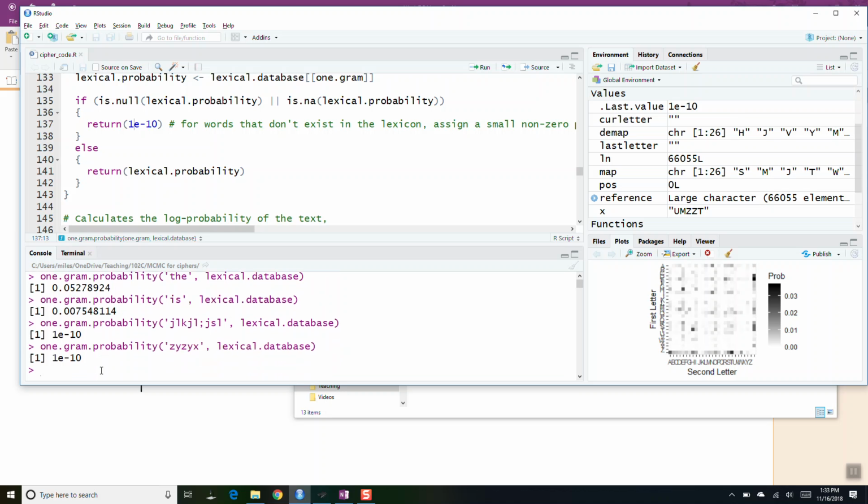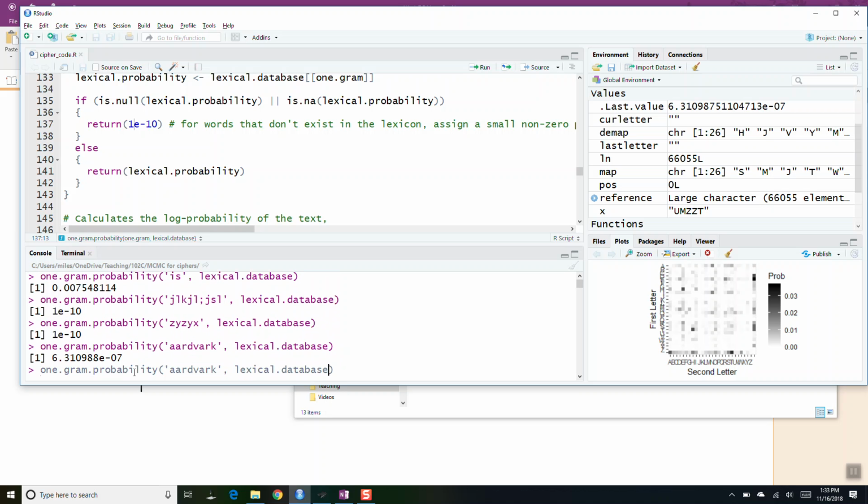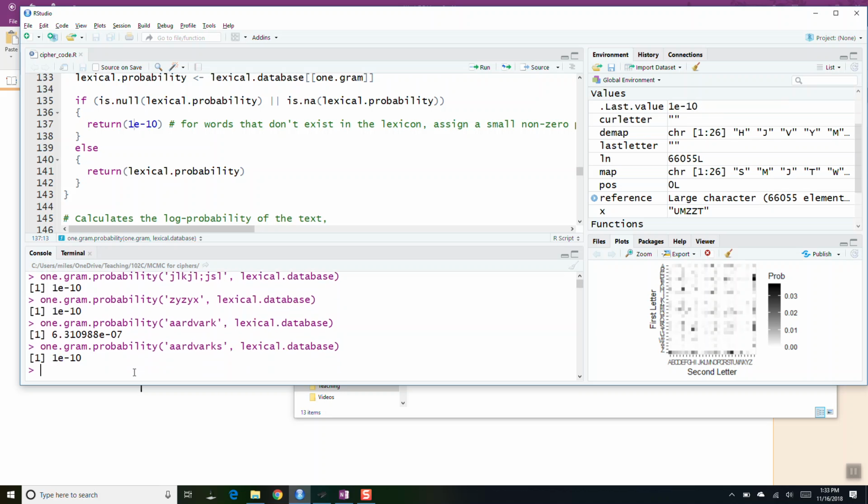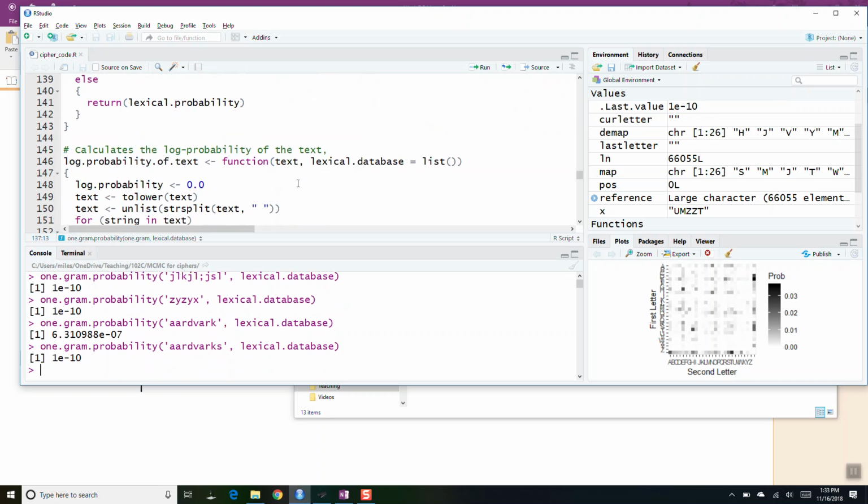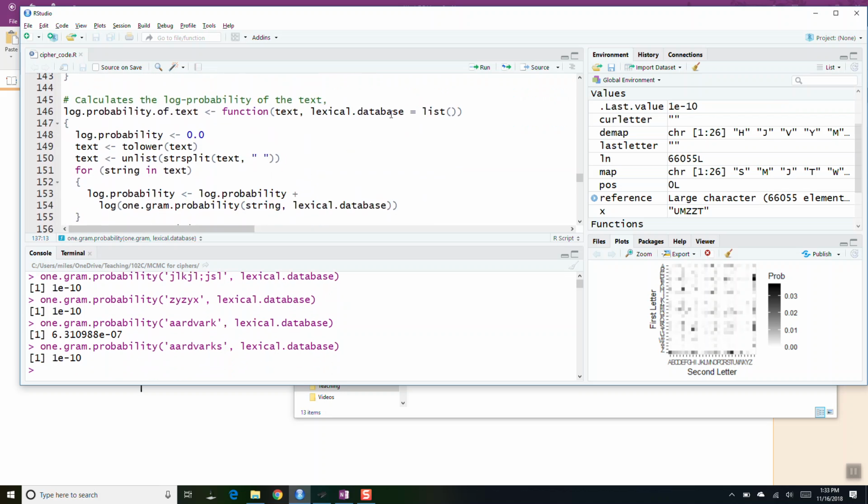Is this a real word? Okay, that's not a real word, according to the lexical database. Aardvark? Okay, so that's not 10 to the minus 10, it's 1,000 times more likely than that. But I think it's missing plurals. So it recognizes aardvark, but it doesn't recognize aardvarks. That's a problem, but I don't feel like going through and trying to figure out the probability of plurals and stuff. We could probably fix it up by doing word stems.